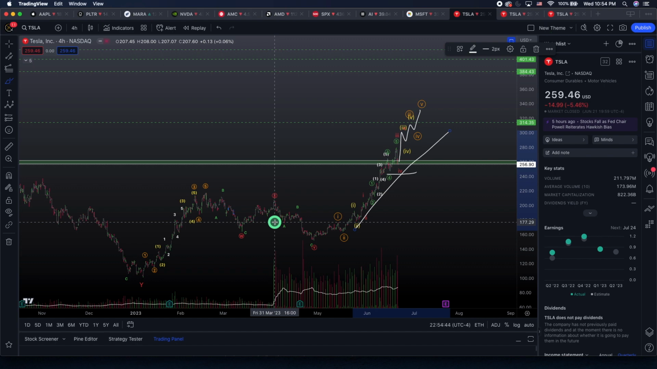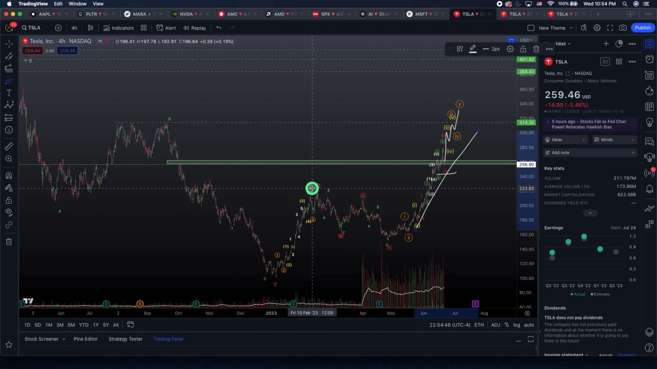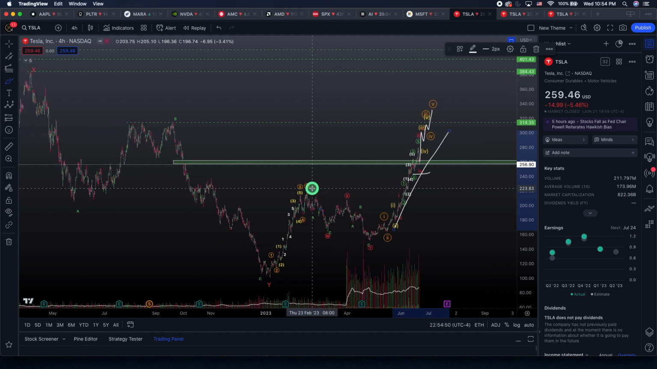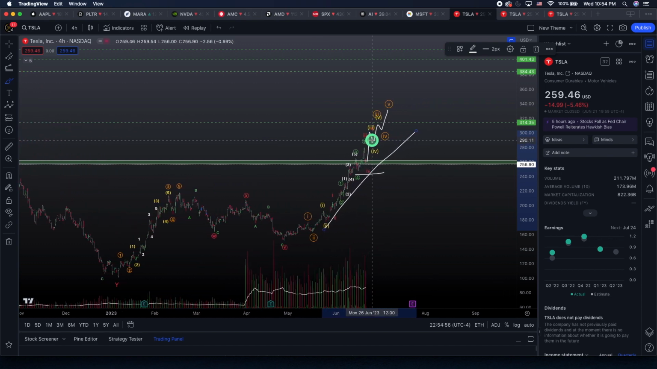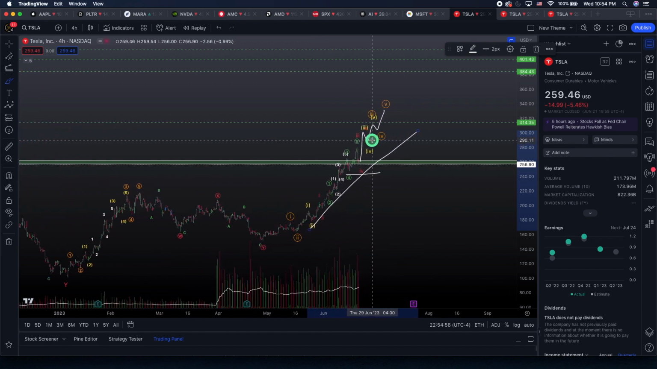So I hope that helped you guys. I've tried to give you guys as much information as I can regarding this play. I still think it's going to be a really big play. I think the market is going to rebound in general, and I think there's still a lot more room for tech stocks and Tesla in particular.